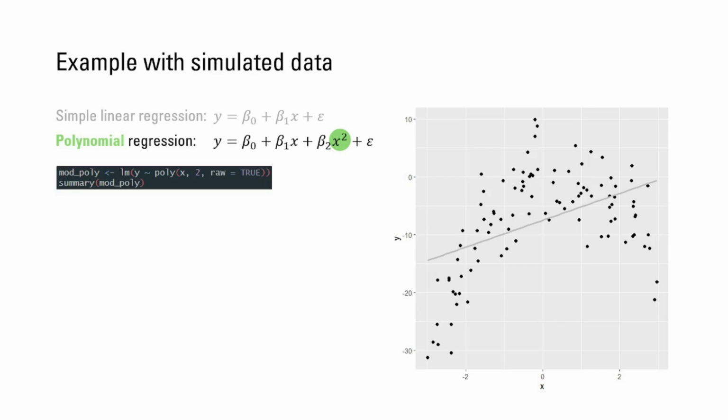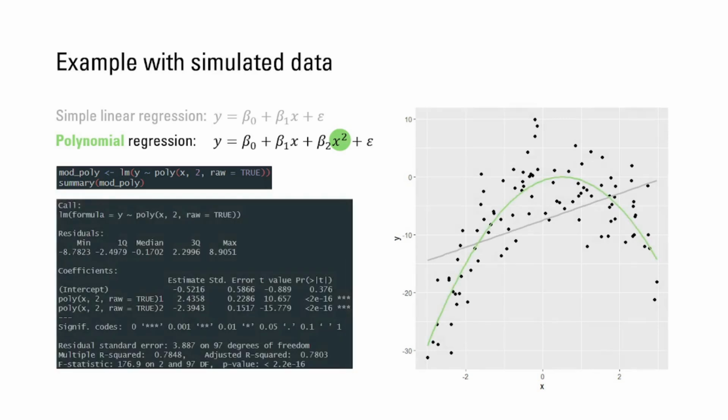The final argument shown here relates to the transformation method, which we'll cover in more detail in the next video. For now, it's sufficient to say that the argument raw equals true ensures that each transformation is applied directly to the x variable, i.e. if untransformed x equals 5, then transformed x equals 25. A summary of the fitted model can now be called, again using the summary function.